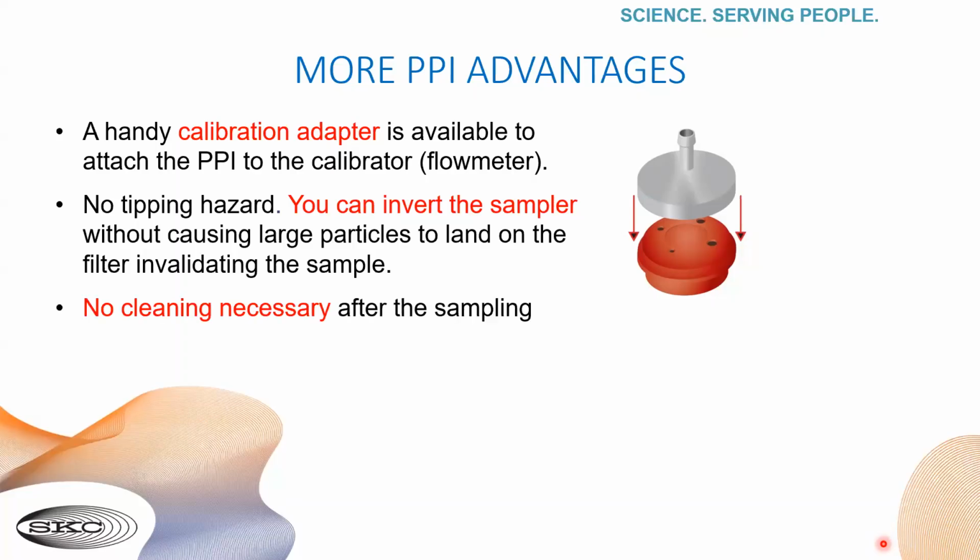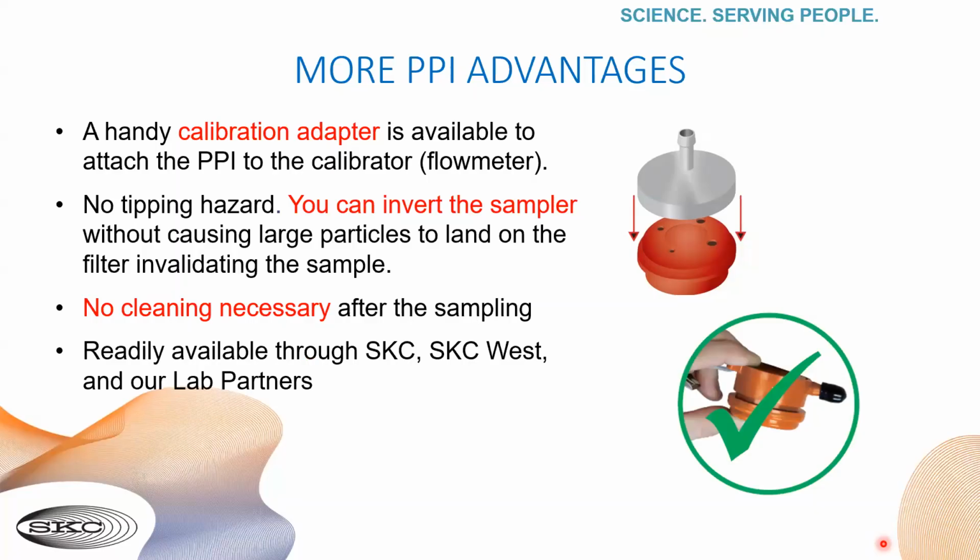There is no cleaning necessary for the disposable PPIs. They are a one-time use. Once your sampling event is complete and you have performed your post-verification of airflow, disconnect the device from the subject and from the pump, then seal the sample and send it to a lab. And I'll give you a little bit more detail on sealing the sample momentarily. You can purchase the PPI through us directly or our distributor partners, or even through most accredited labs.